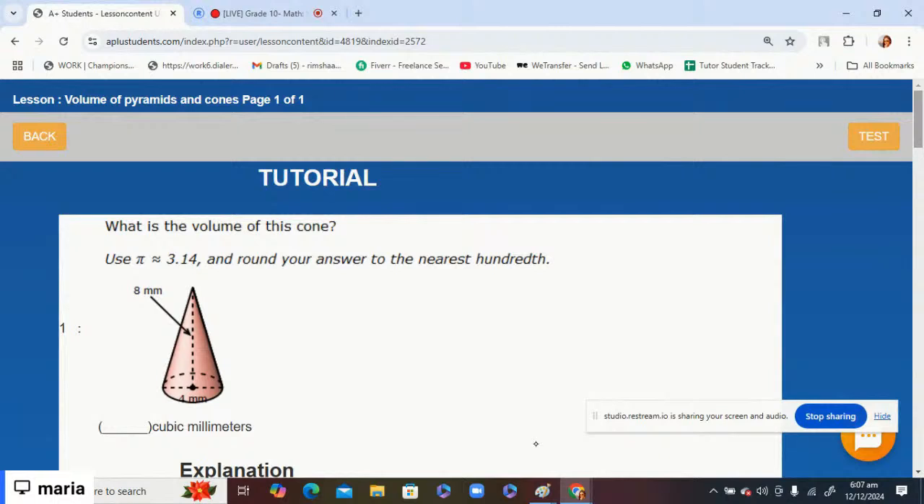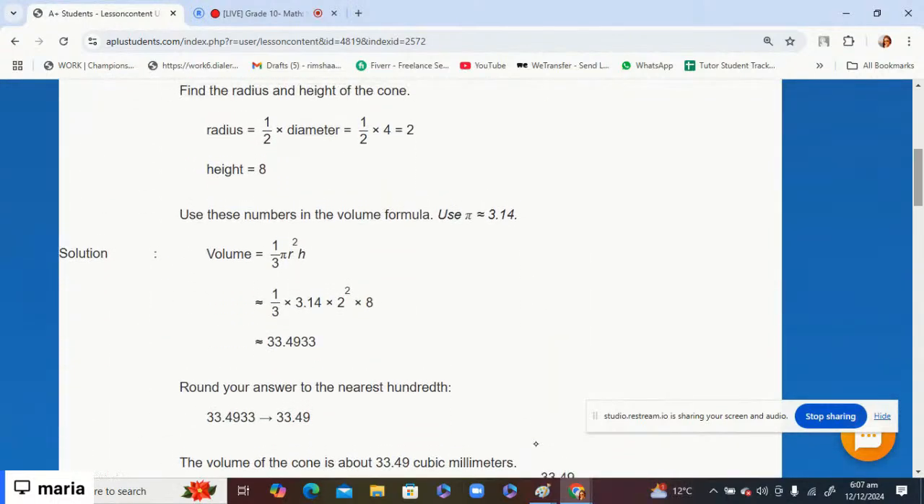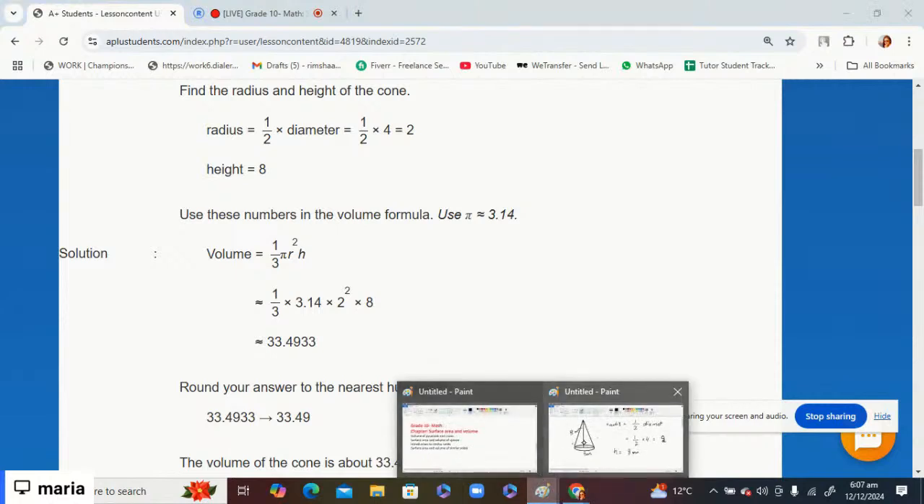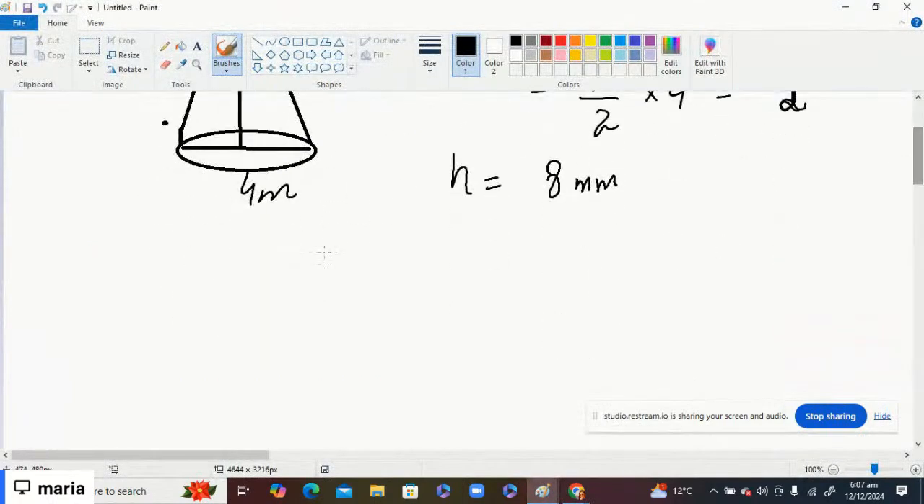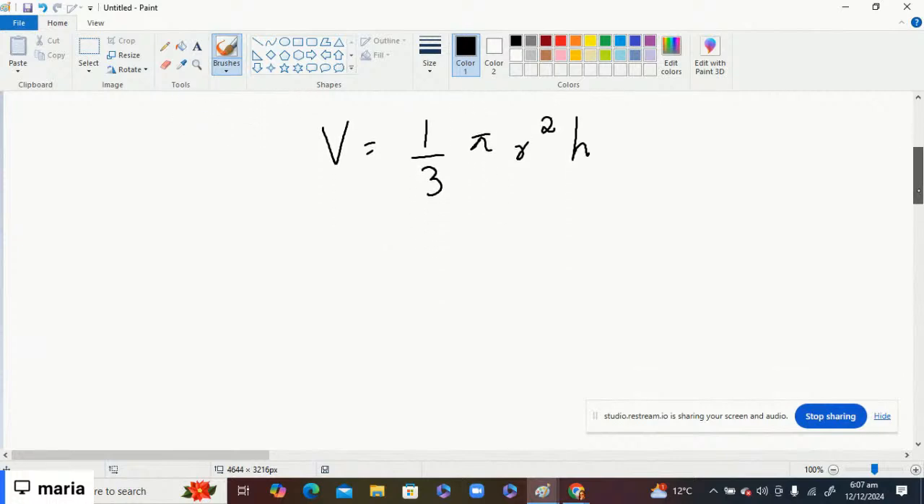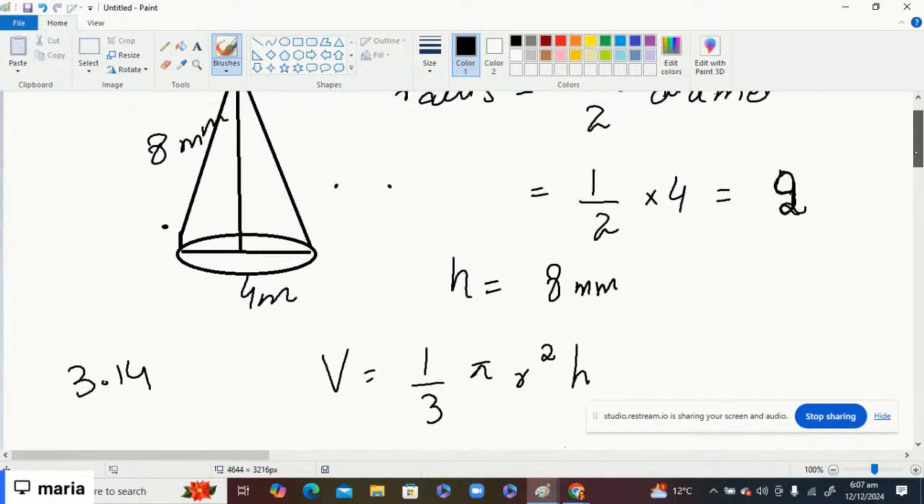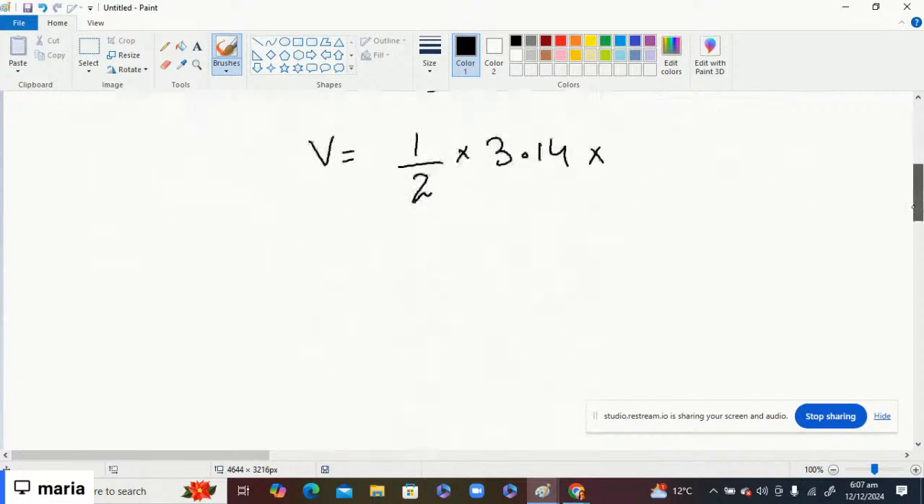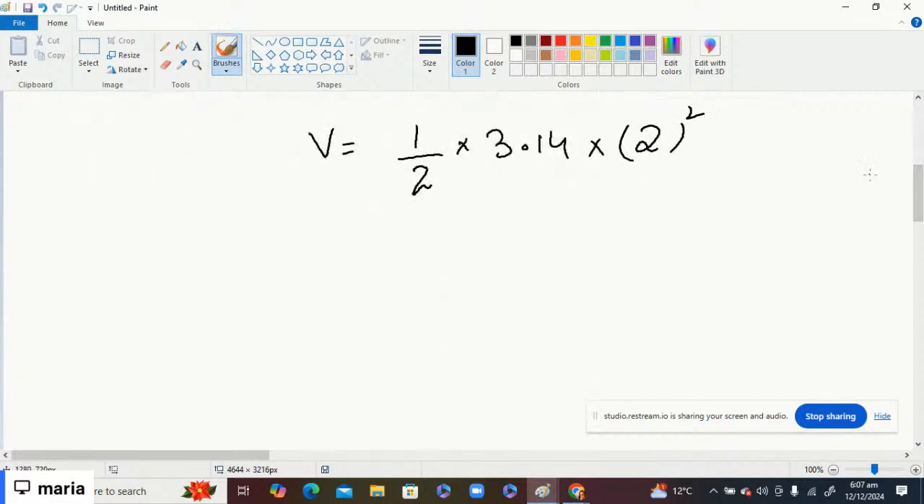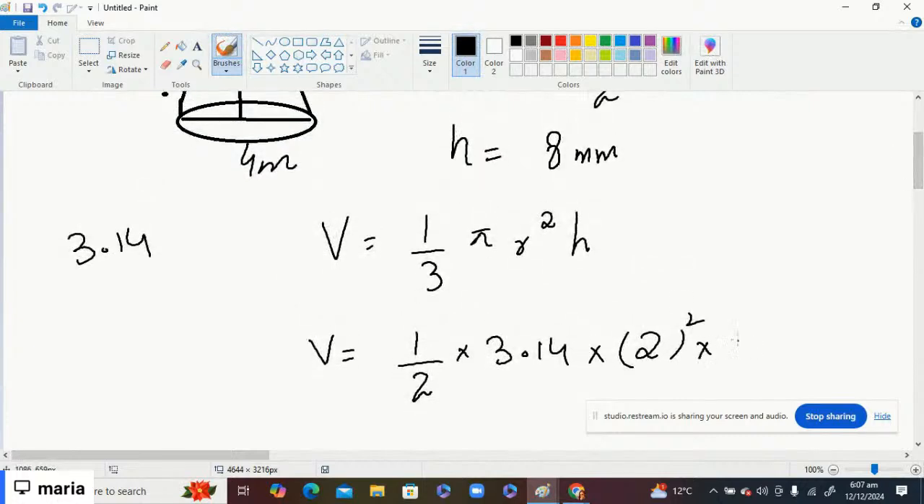They are saying the volume of pyramids and cone. This is a cone, so the volume of the cone formula is 1 by 3 pi r square h. So the value of pi in the question they are already giving us, 3.14, we are using. So 1 by 3 times 3.14 times, look here, this is the radius, 2 squared, we already found it. And how much is the height? This is 8.